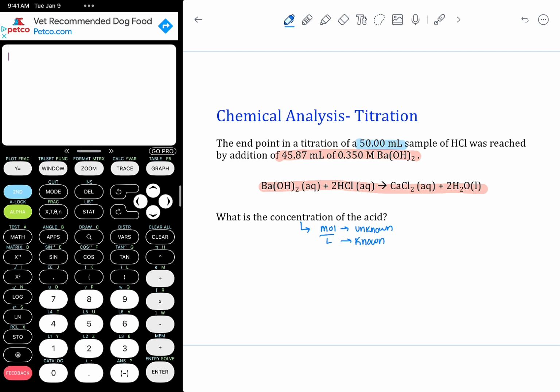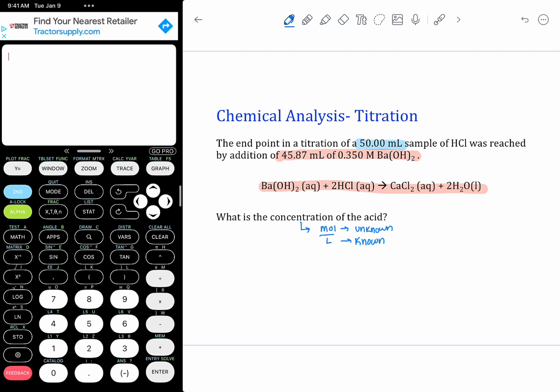So let's look at this problem. The endpoint in a titration of a 50.00 milliliter sample of HCl, hydrochloric acid, one of our strong acids, was reached by addition of 45.87 milliliters of 0.350 molar barium hydroxide. And we want to know what the concentration is of the acid, of the HCl. I want to know its concentration. I'm given the balanced reaction here, so we can use that for our mole-to-mole ratios. Our first task is to find the moles of barium hydroxide.